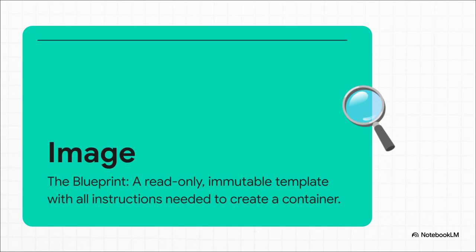The easiest way to think about an image is to picture a blueprint for a house. It's a static, unchangeable, read-only template. It is all the instructions written down. Start with this foundation, which is like the operating system. Install these pipes and wires, like the software dependencies, and put this code inside. Since it's immutable, you can't change it, which means every house built from this blueprint will be identical.